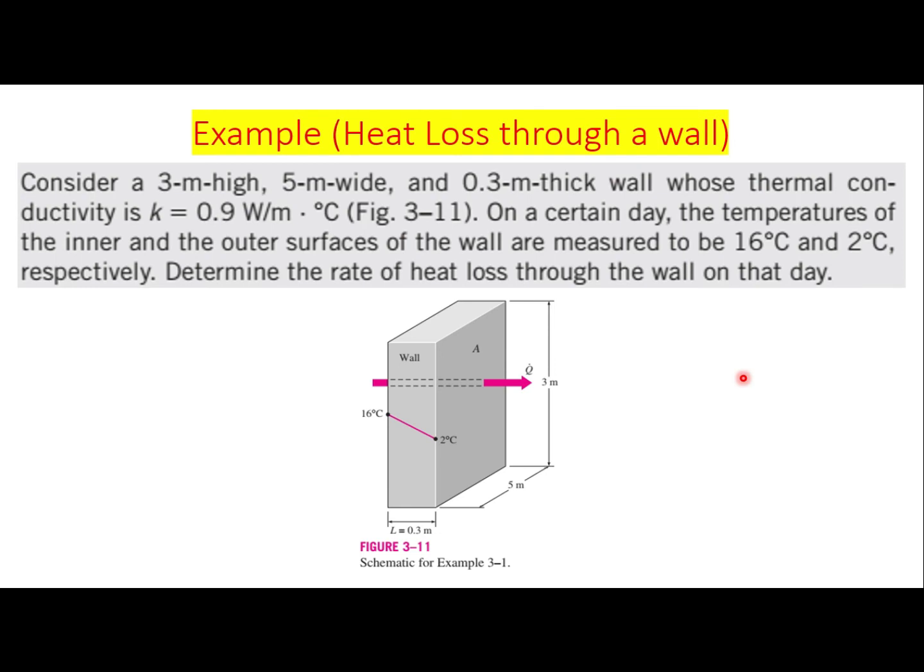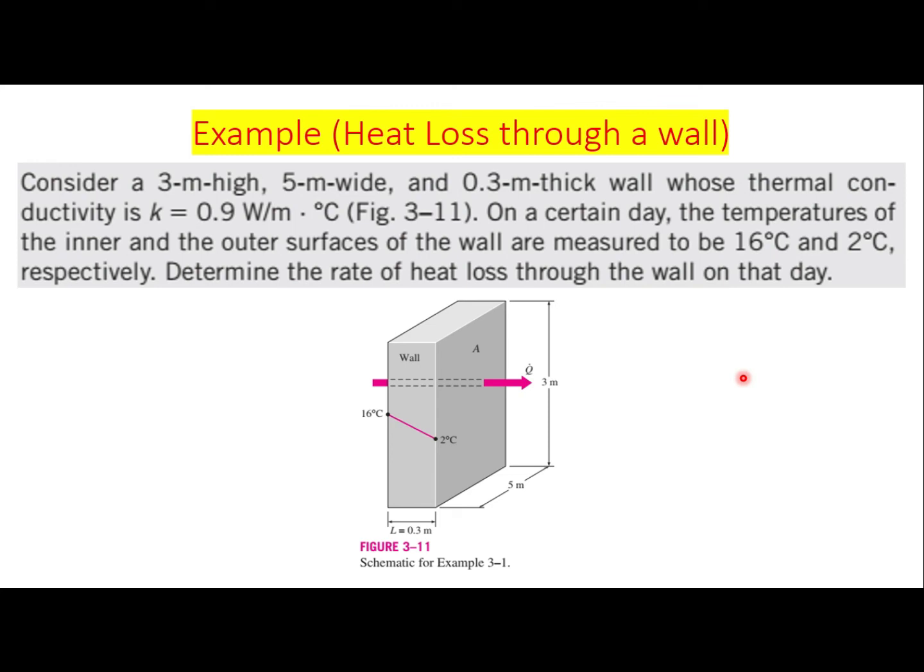Now let's talk about an example related to the heat loss through a wall. Let me read the question statement: consider a 3 meter high and 5 meter wide and a 0.3 meter thick wall whose thermal conductivity is 0.9 watt per meter per degree centigrade, as you can see in the diagram.